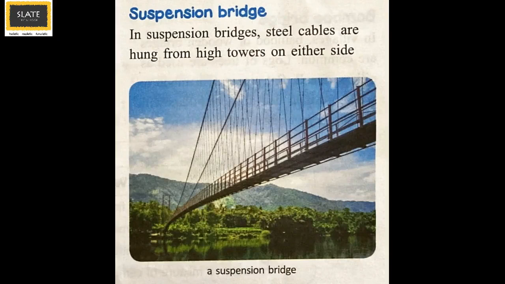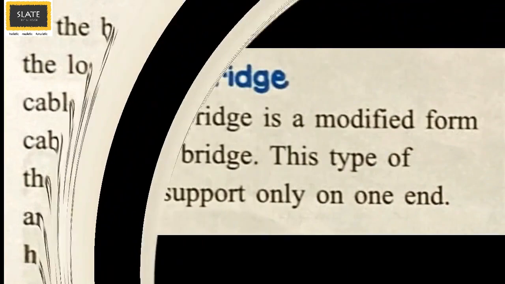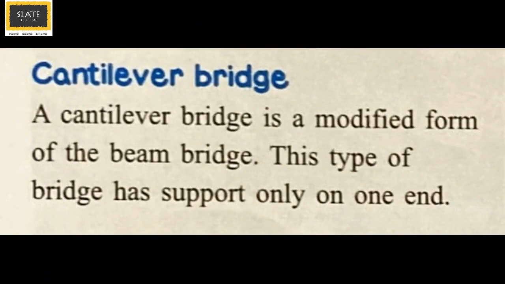Suspension bridge. In a suspension bridge, steel cables are hung from high towers on either side of the bridge. The steel cable carries the load of the bridge. Two types of cables are used in its construction. The cables which hang from the towers are the main cables. Inside the main cables are a number of small cables known as hanger cables. Cantilever bridge. A cantilever bridge is a modified form of the beam bridge. This type of bridge has support only on one end.